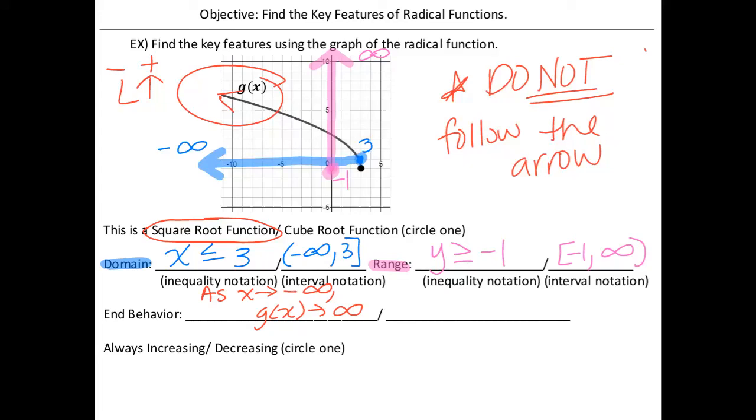My second one, though, that's the endpoint. Remember, we don't put anything for the endpoint. You kind of just ignore the second blank there. And again, do not follow the arrow. For increasing, decreasing, we always go from left to right. Start at the left side. Going to the right, what's happening? It's decreasing. From the left to the right is decreasing.